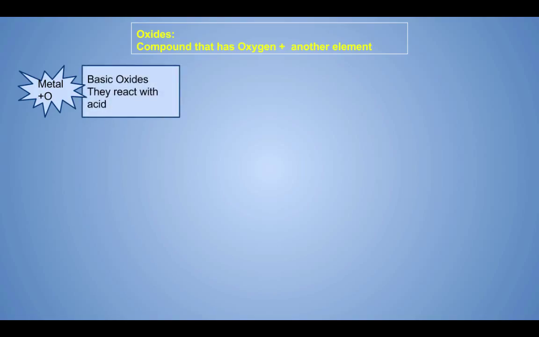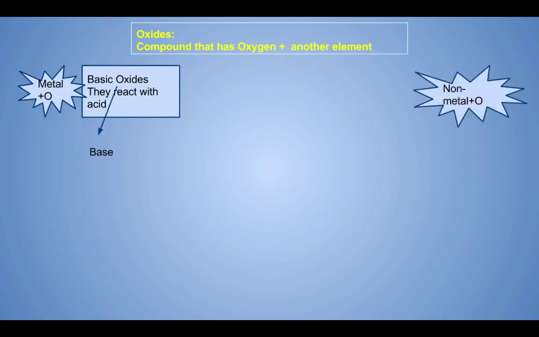Oxides are compounds that have oxygen and another element. For example, you have a metal combined with oxygen. That is a basic oxide. We call it basic oxide because they react with acid. So basically, a base is a kind of chemical that reacts with acid. They're a group of bases.